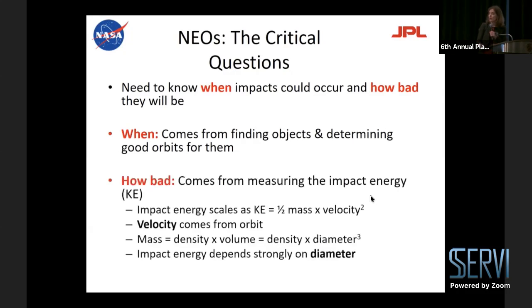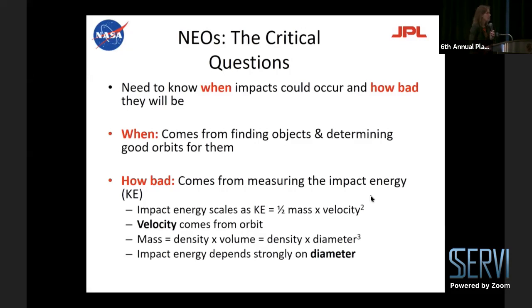Of course, the how bad part really comes from the kinetic energy, which of course scales as 1/2 mass times the velocity squared. So we get the velocity from the orbit, but the key parameter of all for the mass and the impact energy really is the size. That's important. Density is also an important parameter, but it scales linearly as opposed to the third power. So we'd really like to say something about sizes, and we'd like to get some information on density.